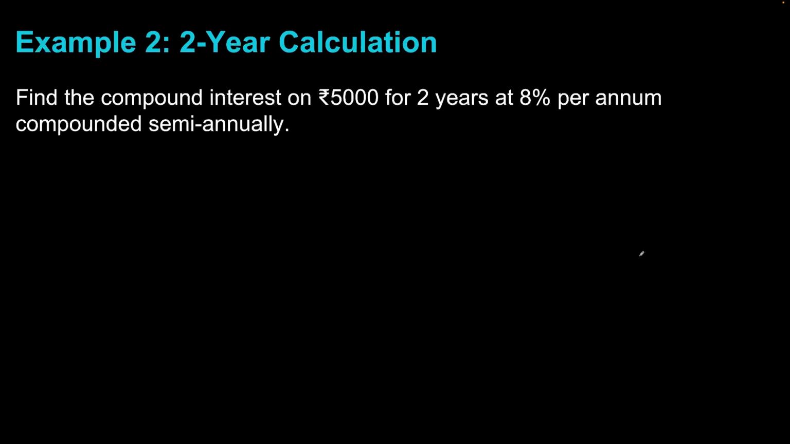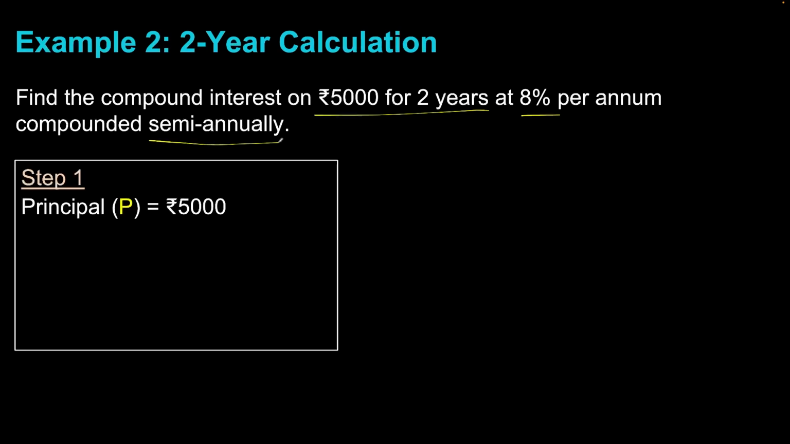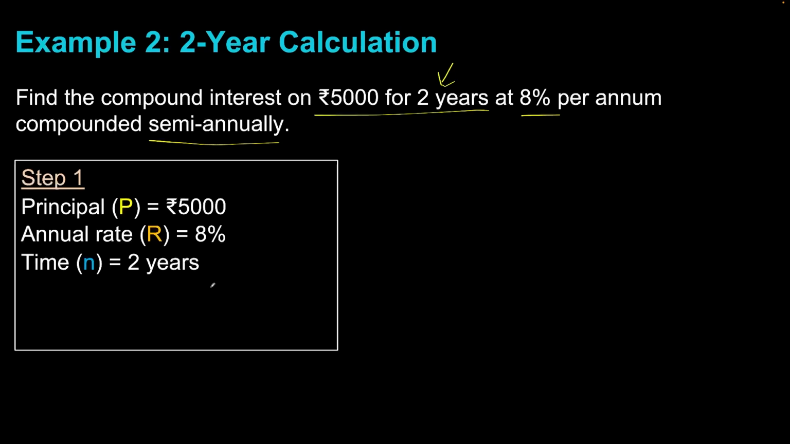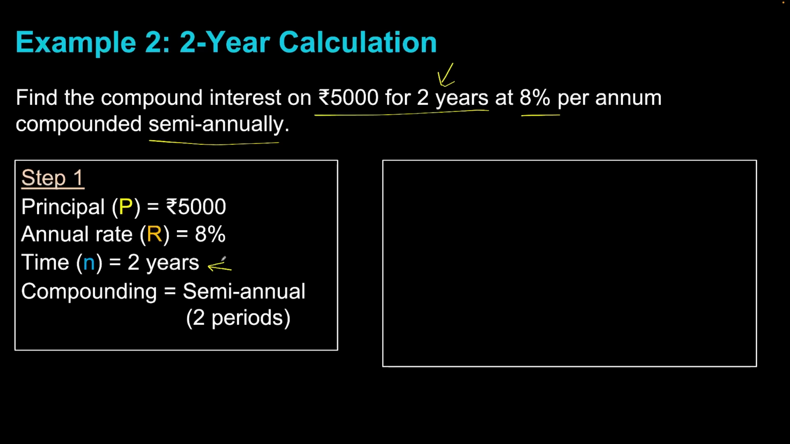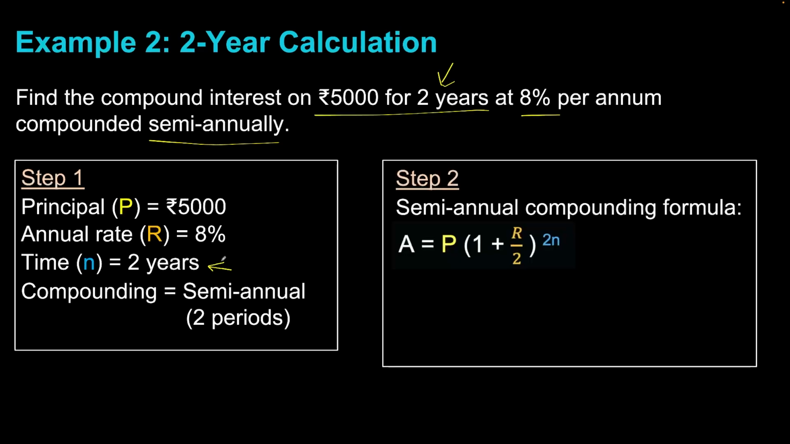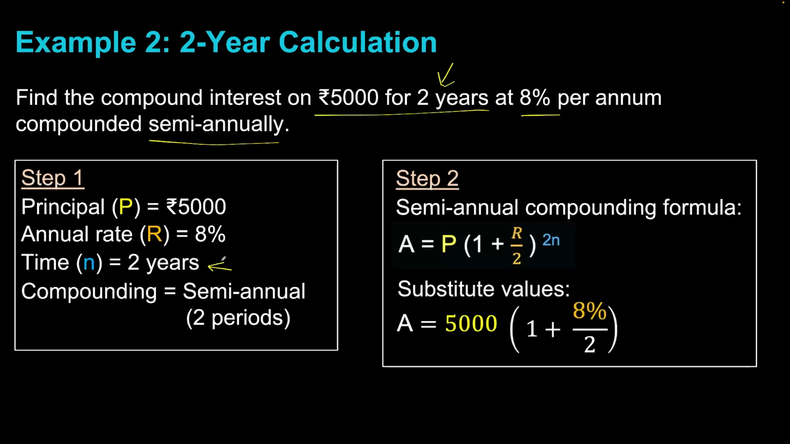Let's take another example. Find the compound interest on 5,000 for 2 years at 8% per annum compounded semi-annually. Let's try this. So again, principal is 5,000 rupees, annual rate is 8%, time is 2 years here. Careful to see that. It's 2 years here, and compounding is semi-annual. So the formula is A equals P into (1 plus R by 2) whole to the power of 2n. So P is 5,000, R is 8%, and N is 2.